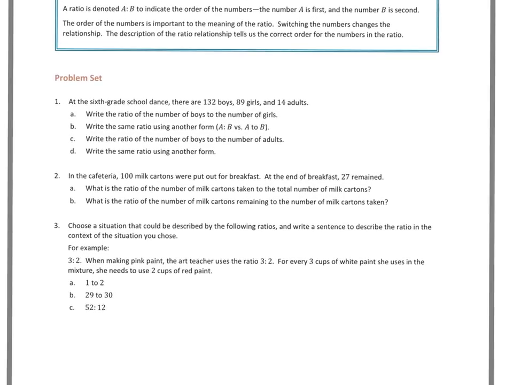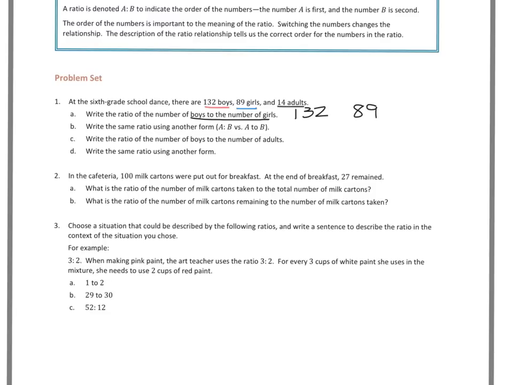So 1 says, at the 6th grade school dance there were 132 boys, 89 girls, and 14 adults. A says, write the ratio of the number of boys to the number of girls. So with ratios, order matters. So we have to do boys first, then girls second. So the boys are 132, and the girls are 89.